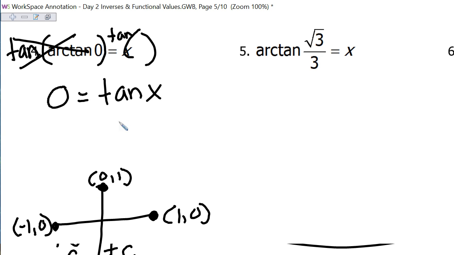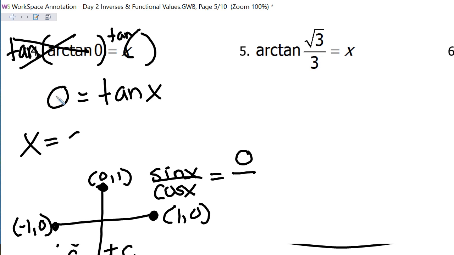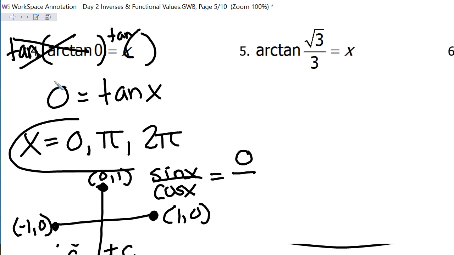So if tangent is sine over cosine, and we see that the tangent is equal to 0, that tells me the sine has to be equal to what? 0. So looking at all 4 of these, which of these angles have a sine of 0? 0, pi, and one more. 2 pi. So that one has 3 answers. So all possible answers from 0 to 2 pi need to be included.